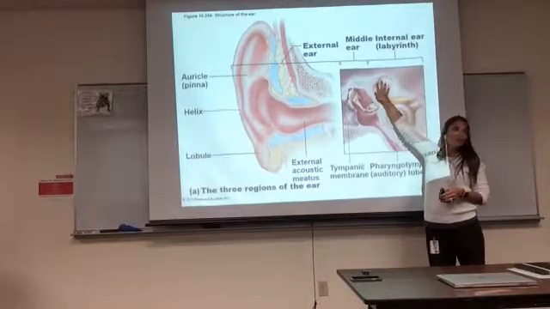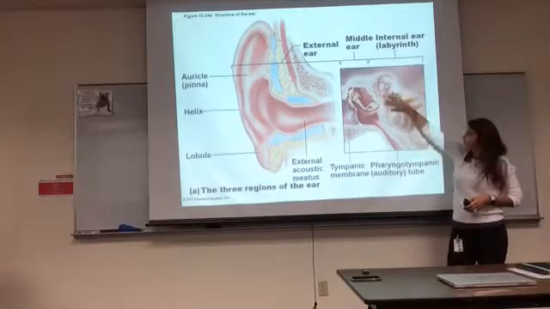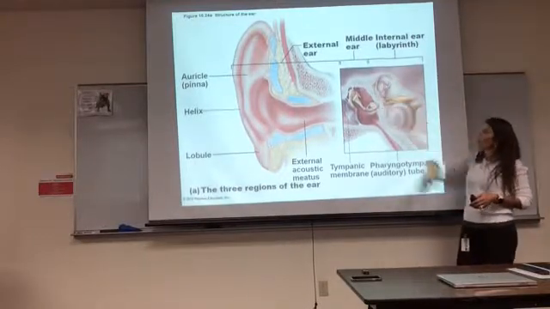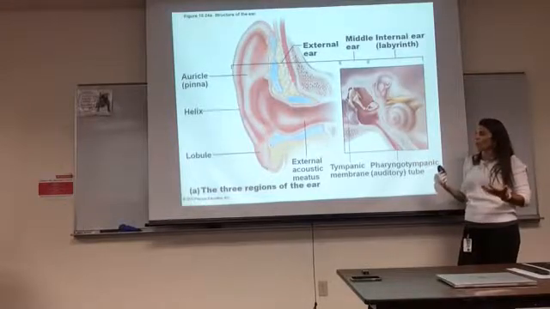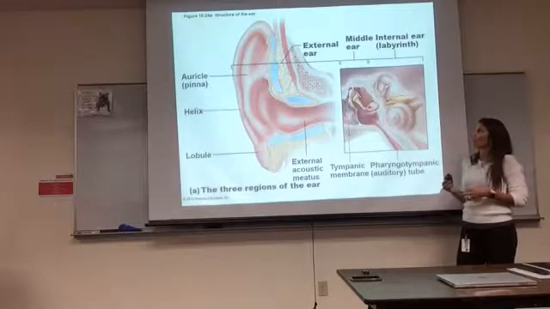This is your balance. So we call this the vestibular area. Well, this is technically the vestibule right here. These are your semicircular canals. You have 3 of them, and they tell you where your body is situated. And we're going to cover that when we get to physiology.